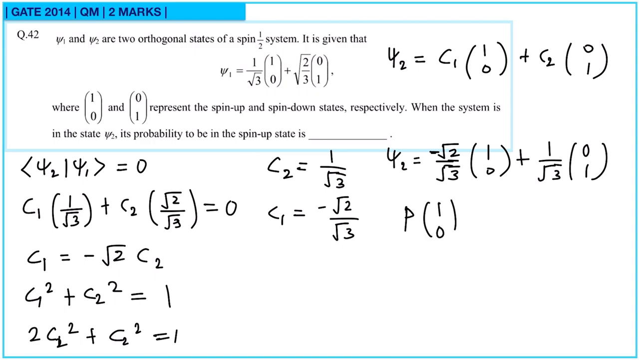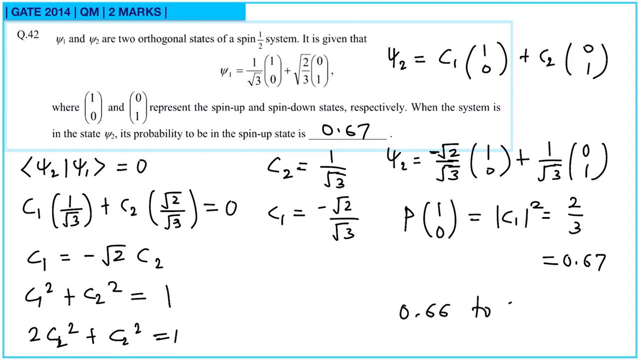Now the probability of getting |1 0⟩ will be C1 square, and that is 2 by 3, which is equal to 0.67. So the answer is 0.67, and the answer given in the answer key is 0.66 to 0.68.